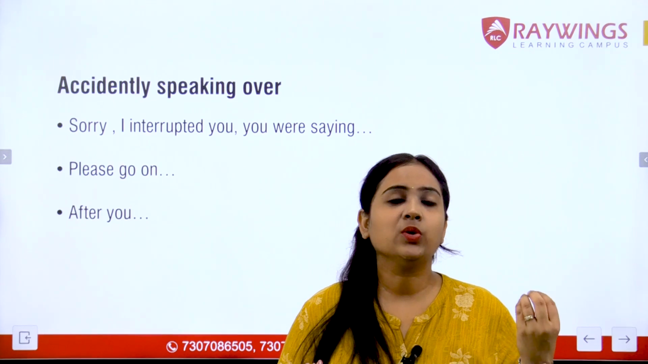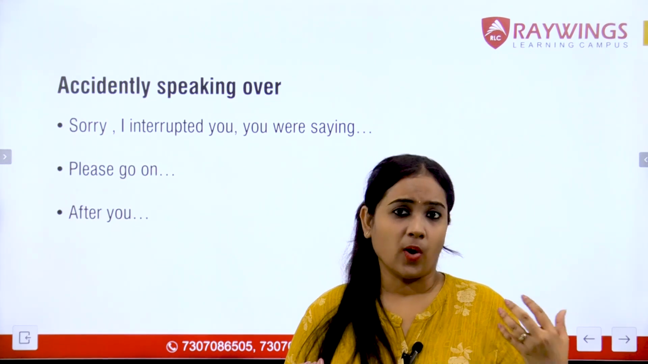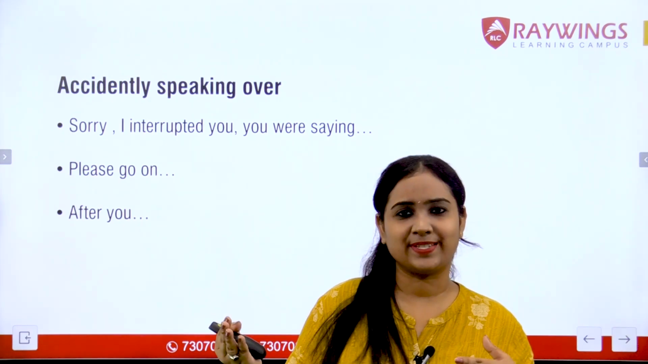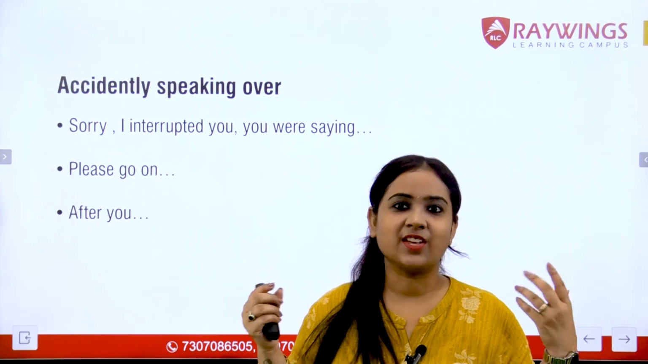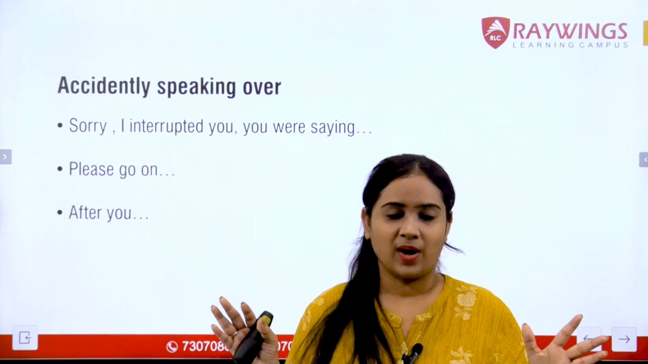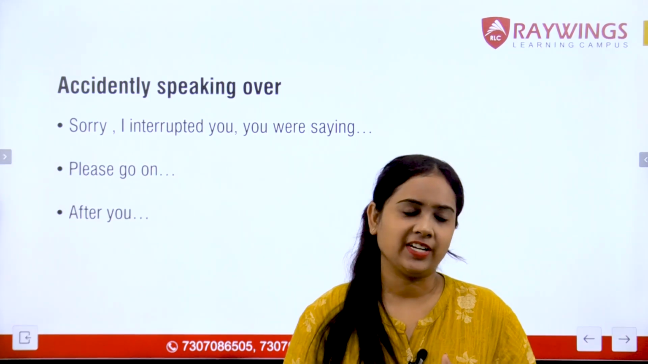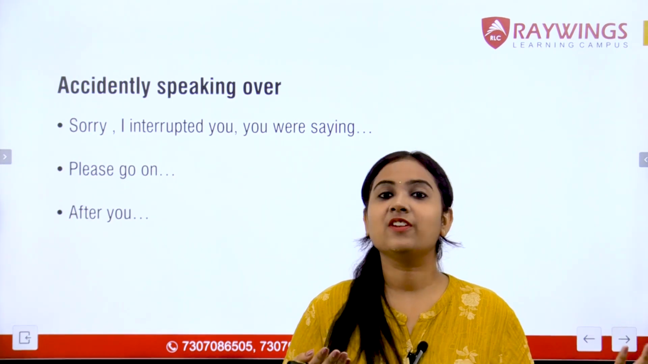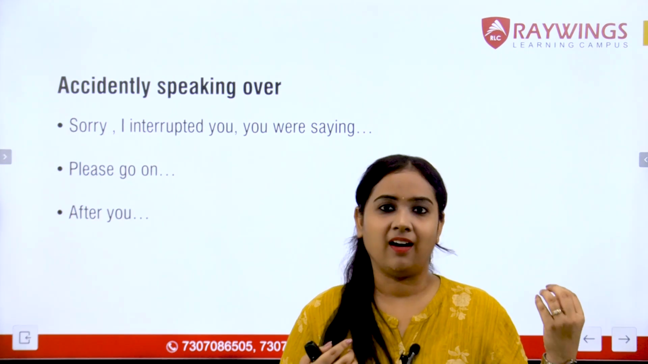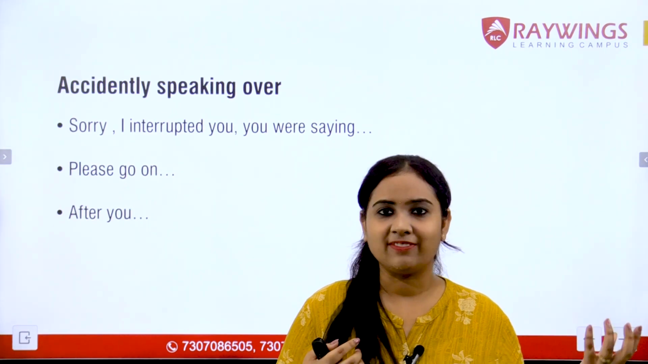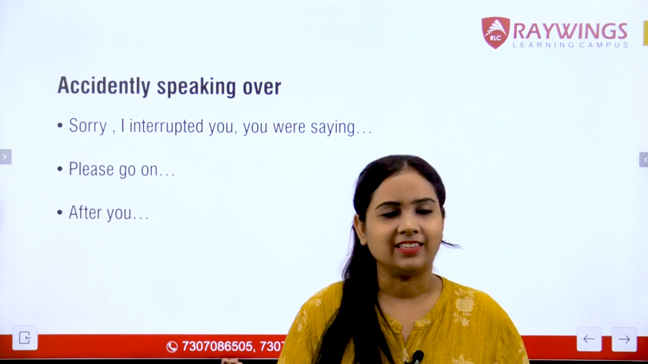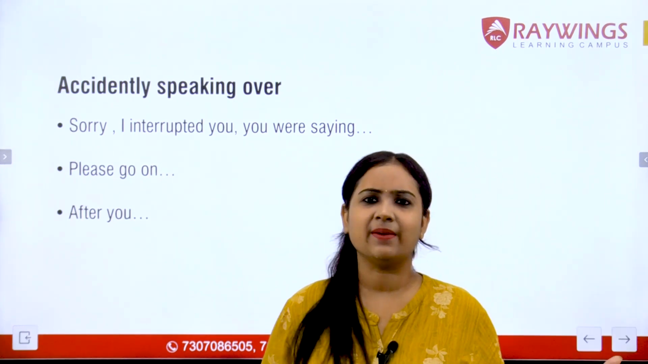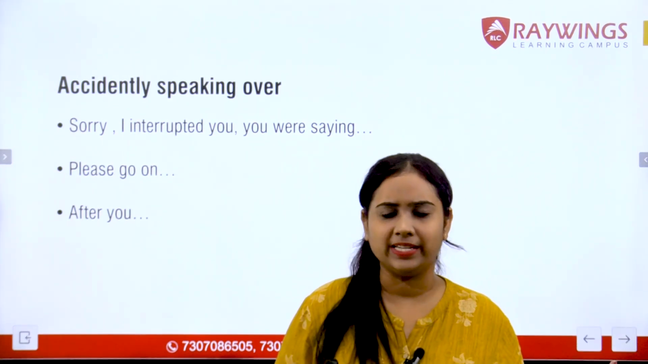So this is one of the good ways to avoid the situation wherein you said something and the other person also said something. Now what to do? There is a void, there is no one speaking, so you can take the initiative. You can simply say, sorry, I interrupted, you were saying something. The other person will also feel good that you have that politeness, that courtesy, that you are allowing the other person to speak. Next, you can say, please go on. Now, this is something which we say very casually, please go on.